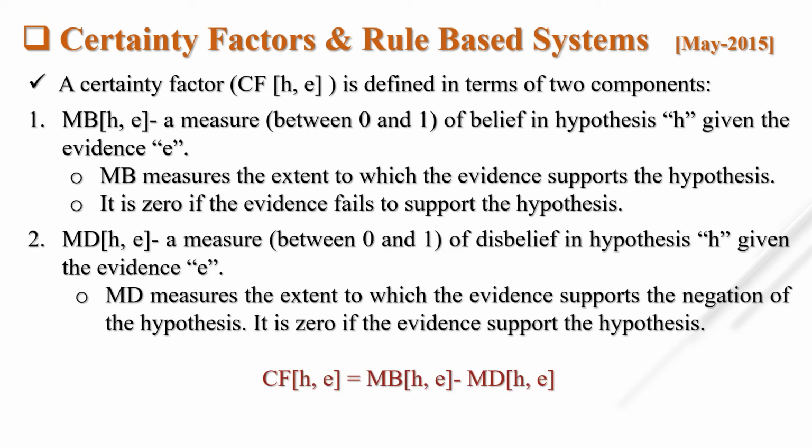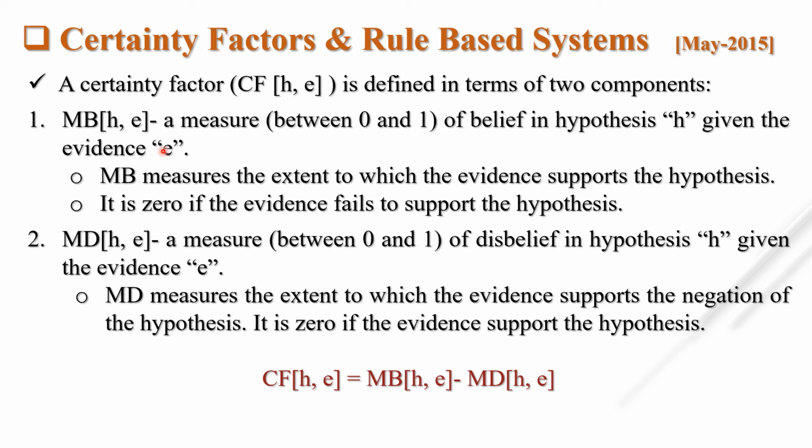So this is what I already told you, that it is made up of two components. First one is measure of belief, and second one is measure of disbelief. So MB of H comma E is a measure, between 0 and 1, of belief in hypothesis H. Hypothesis means, for example, we are confused whether this person may have this disease or that disease, for example malaria or jaundice. But with the help of the certainty factor, or probability, we can say that this particular person has only jaundice or malaria.